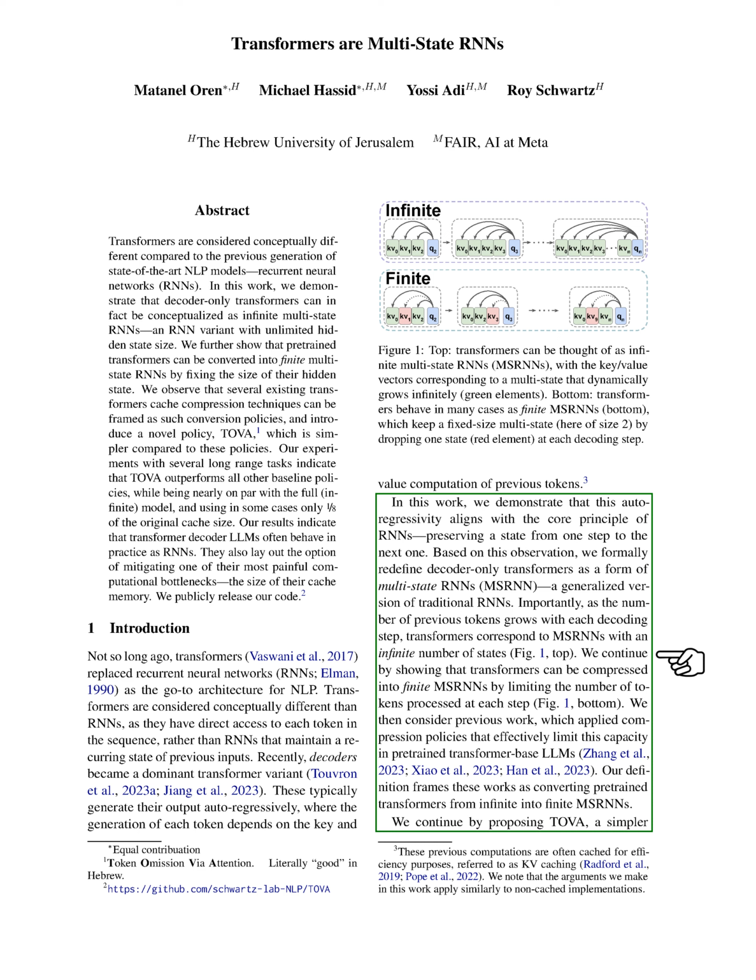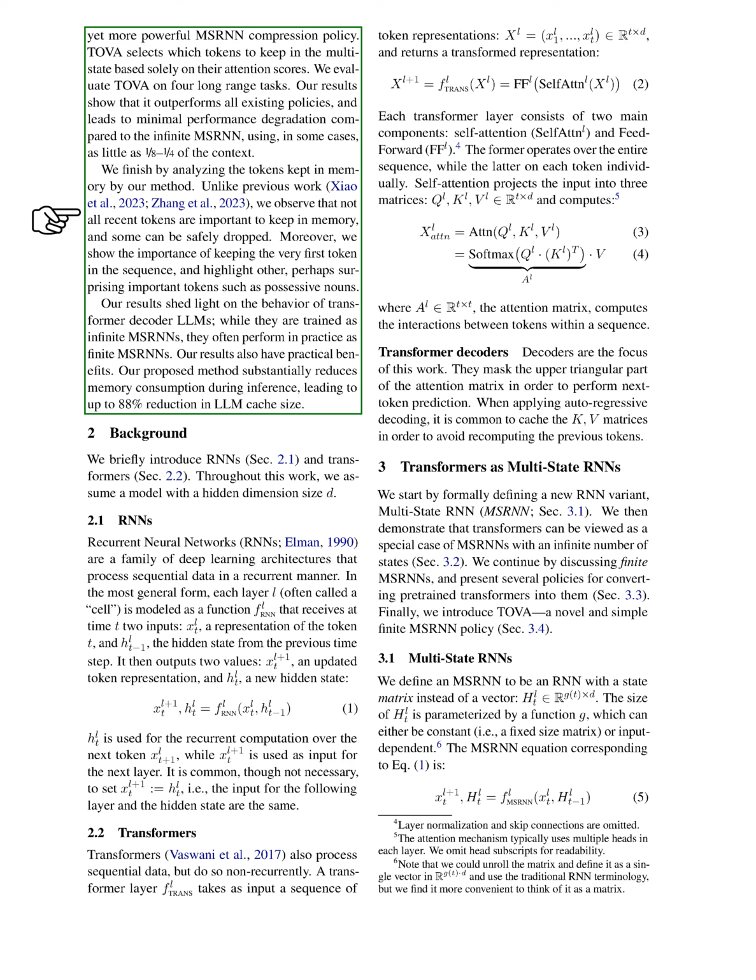Next, we introduce TOVA, a simpler yet more powerful MSRNN compression policy. TOVA selects which tokens to keep in the multi-state based on their attention scores. We tested TOVA on 4 long-range tasks and found that it outperforms all existing policies, and leads to minimal performance degradation compared to the infinite MSRNN, using, in some cases, as little as 14 to 18% of the context.